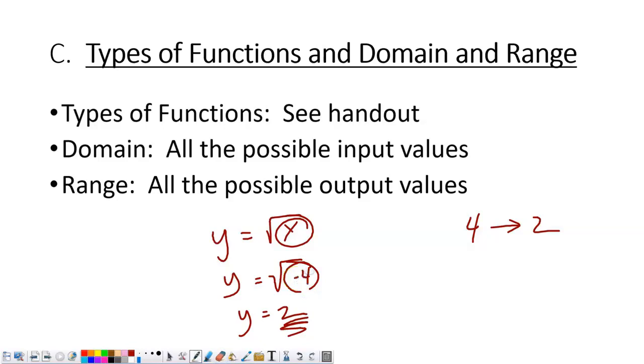Well, there is no such thing as the square root of a negative number. And therefore, negative 4 is not a possible input. It turns out that the domain of a square root function is anything that keeps the stuff underneath the square root positive. So as soon as you plug in numbers that make the stuff underneath the square root negative, those are numbers that are not part of the domain. Those are numbers you're not allowed to plug in for x.